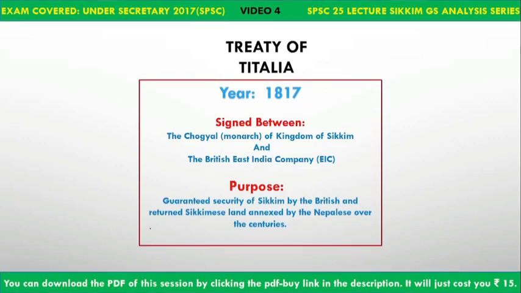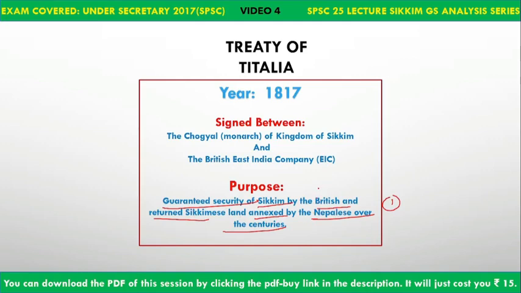So what was the purpose of this treaty? The purpose of this treaty was guaranteed security of Sikkim by the British and return of Sikkimese land annexed by the Nepalese over the centuries. Turning the pages of the history of Sikkim, we come to know that the Nepalese had annexed Sikkim's land many times. So what were the 2 purposes of the Treaty of Titalia? The first purpose was the guaranteed security of Sikkim by the British, and the second purpose was the return of the Sikkimese land annexed by the Nepalese over the centuries. So this was all about the Treaty of Titalia.